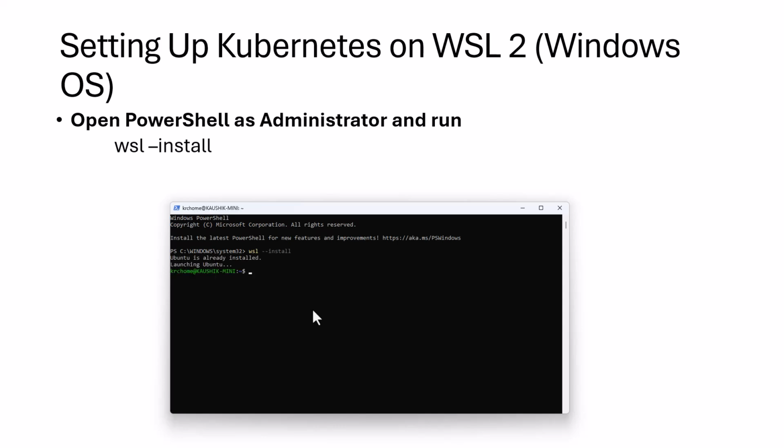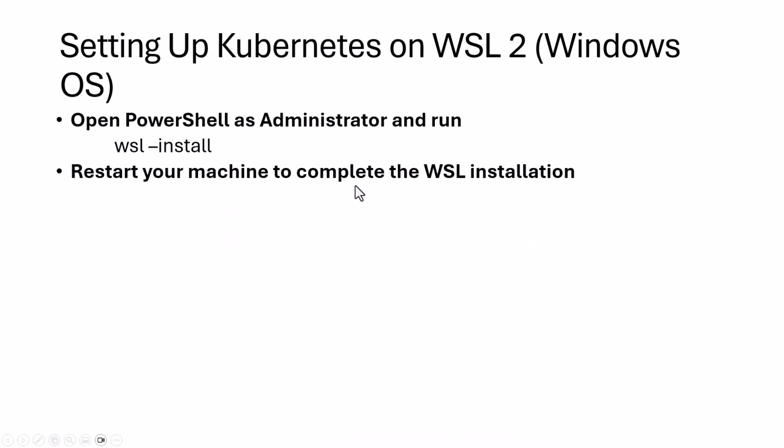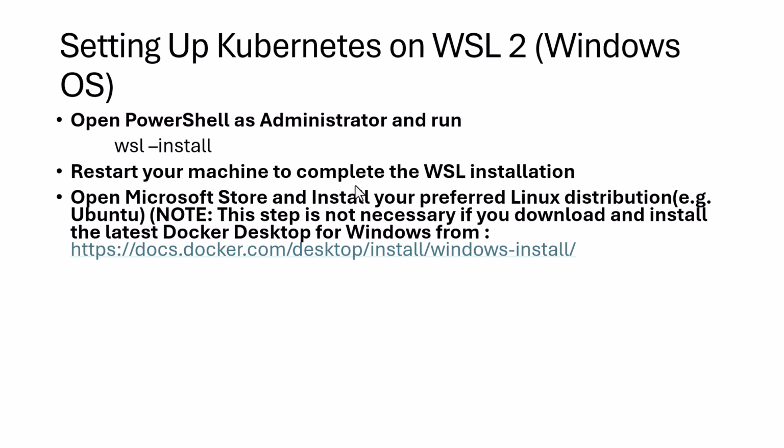So Ubuntu is already installed, launching Ubuntu. So WSL, it's already coming to the WSL mode. All right. Next is restart your machine to complete the WSL installation. That is for the first time, because now WSL doesn't need to be installed. It's already installed. I don't need to restart my machine.